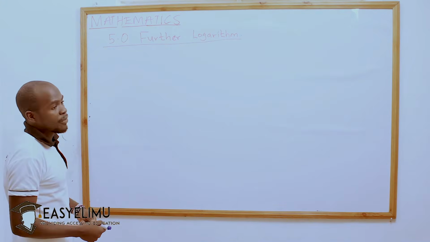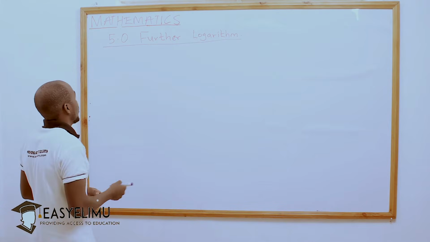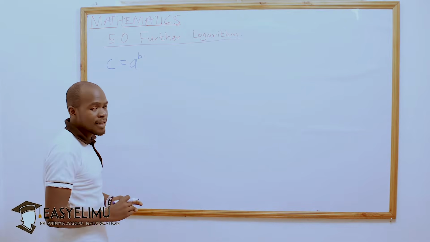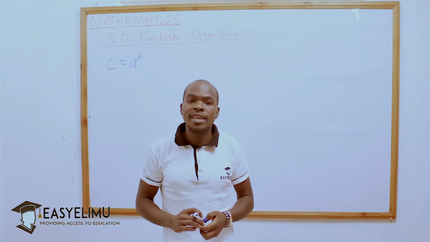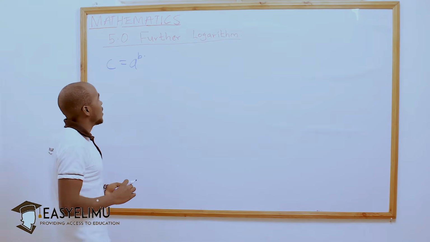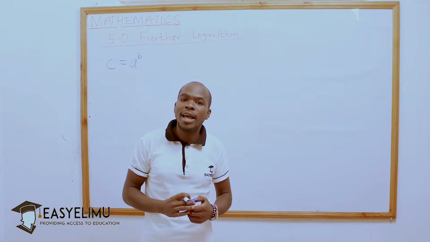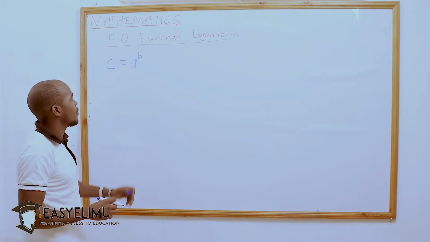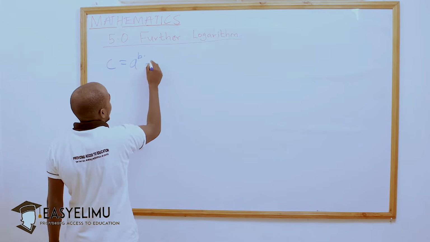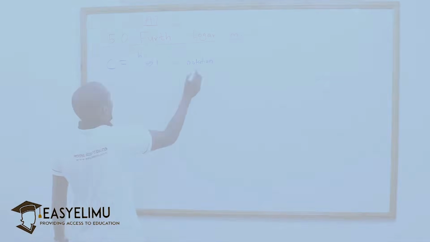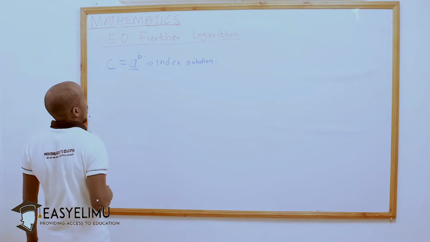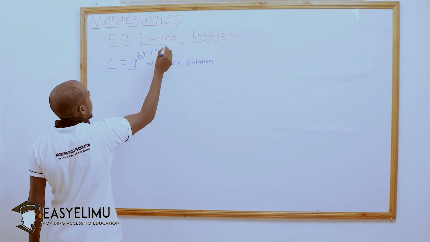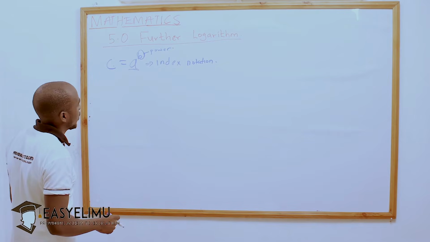We know from the basics of mathematics that you may be given a number like c equals a raised to b. In this case, we say the number is written in index notation. Now, this number can also be written in logarithm notation. In index notation, the base is a, but the power is b. This is what we refer to as the power. Now this is the answer of that given value.